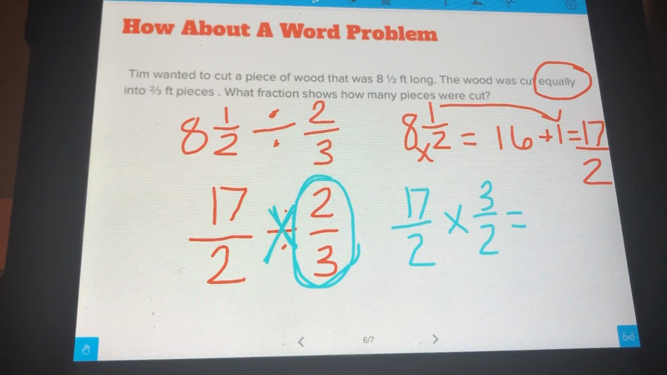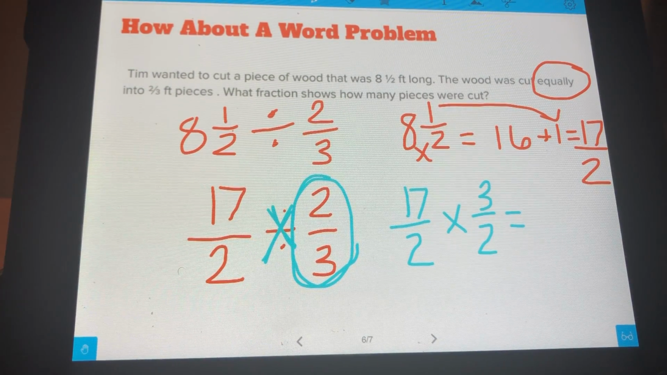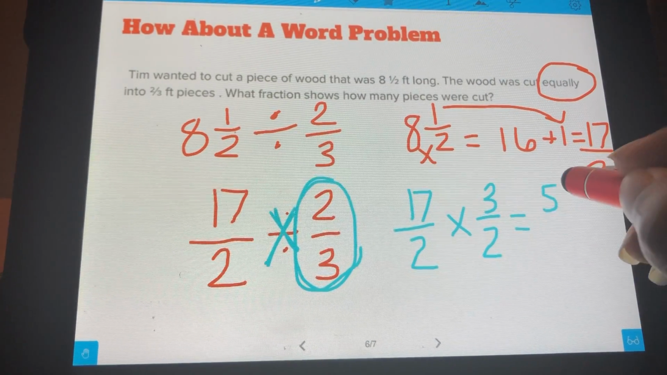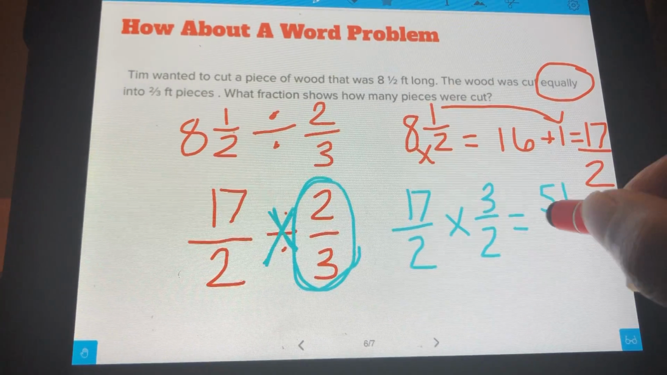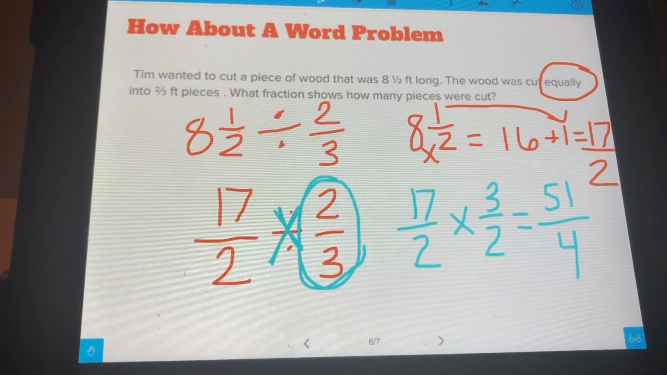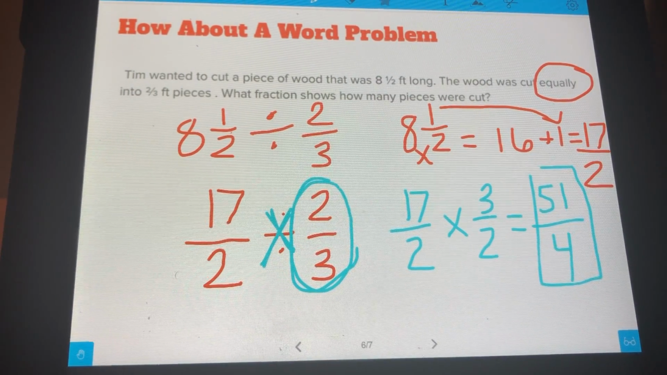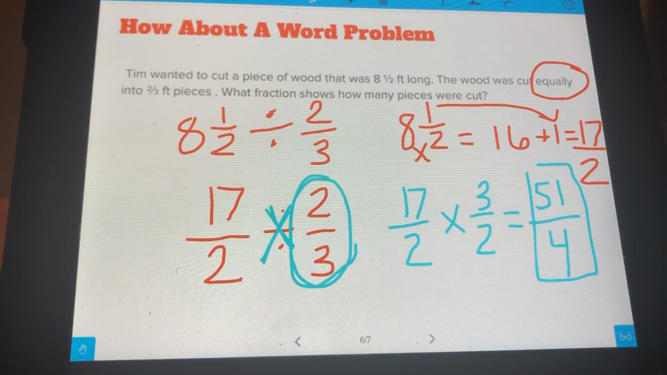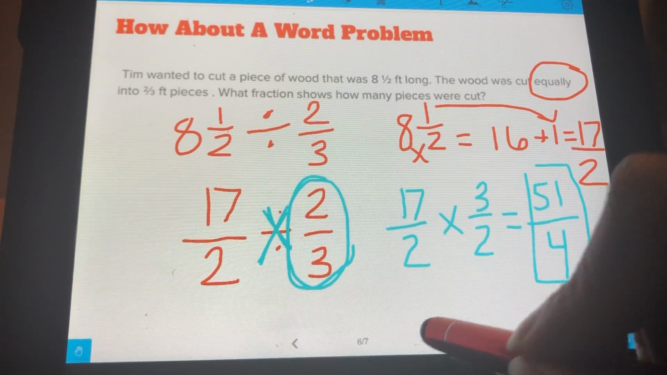And now we can multiply across, okay? So 17 times 3, let's see if I could do that in my head. 51, I believe. And 2 times 2 is 4. All right. Yeah, that's right, 51.